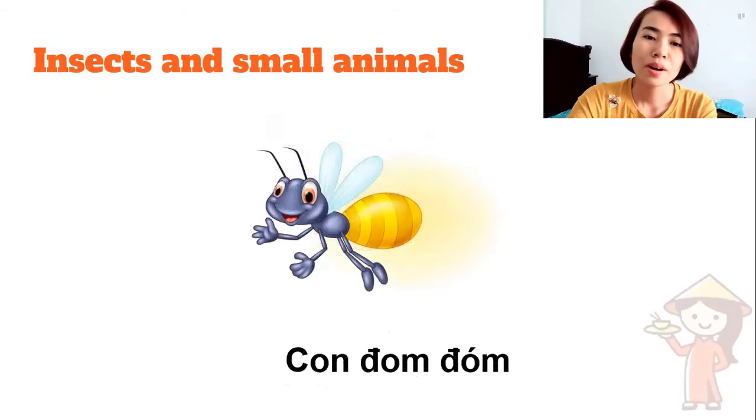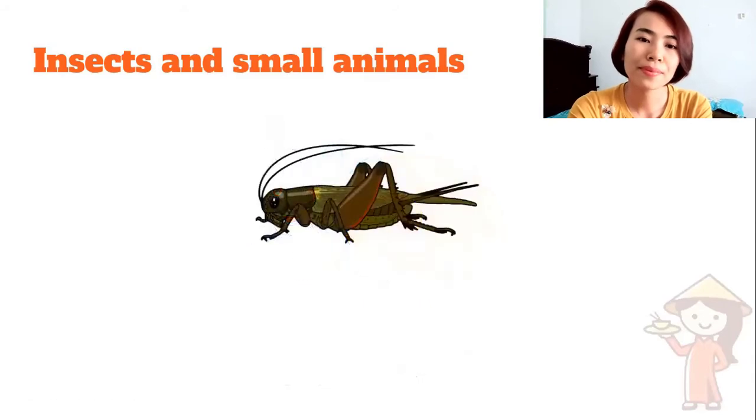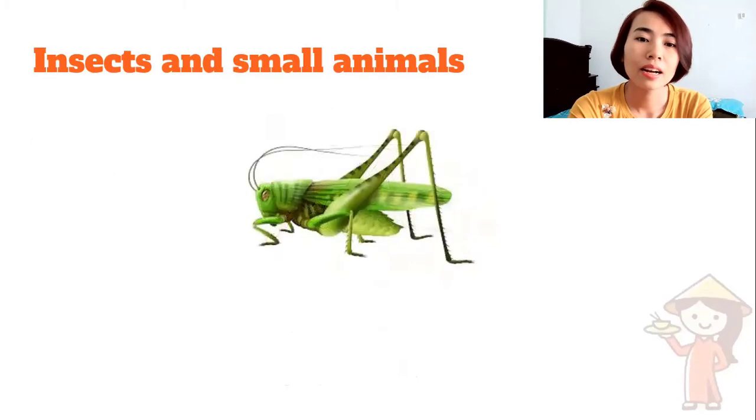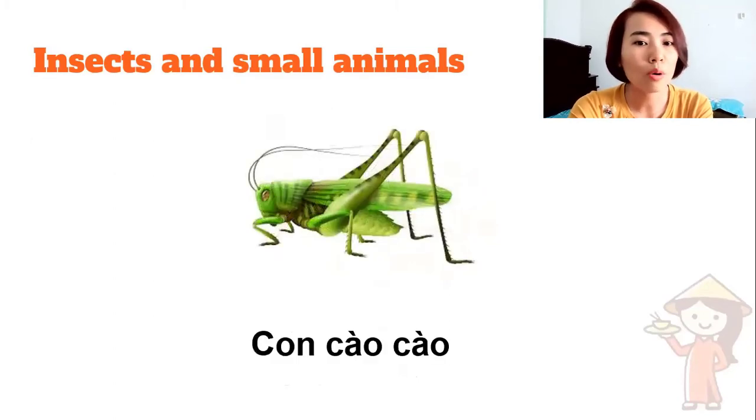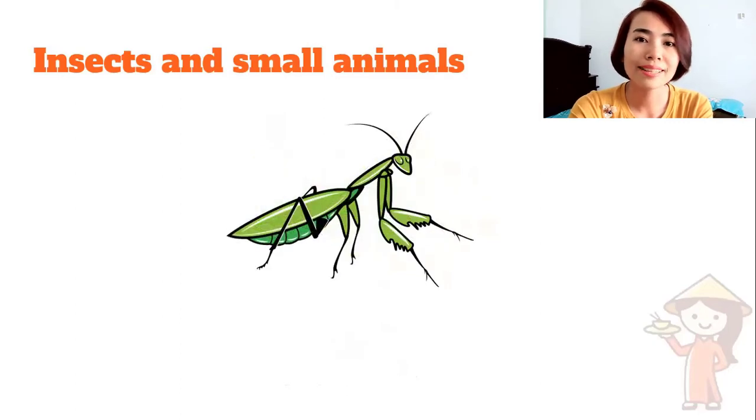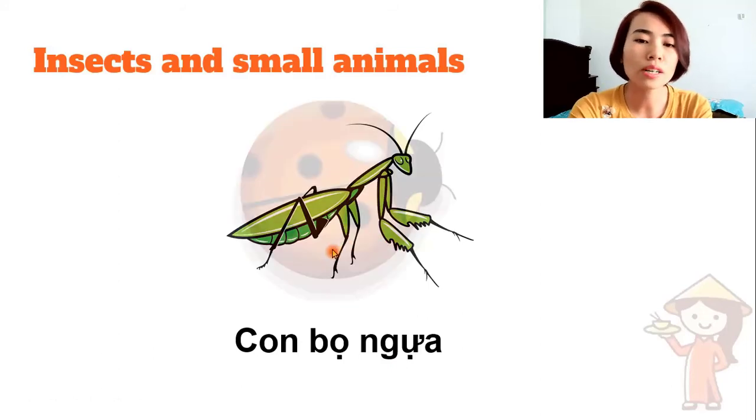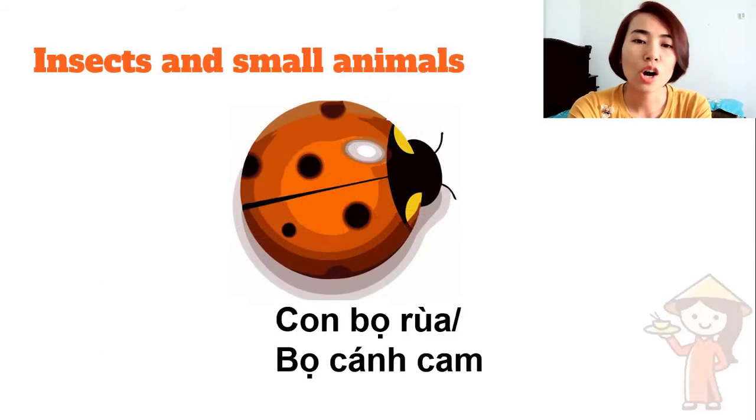Con đom đóm, firefly. Con đom đóm. Con dế, cricket. Grasshopper. Con cào. Mantis, con bọ ngựa. So ngựa is like horse, maybe because it can jump so high and like so fast like a horse. Con bọ ngựa. This is con bọ rùa.